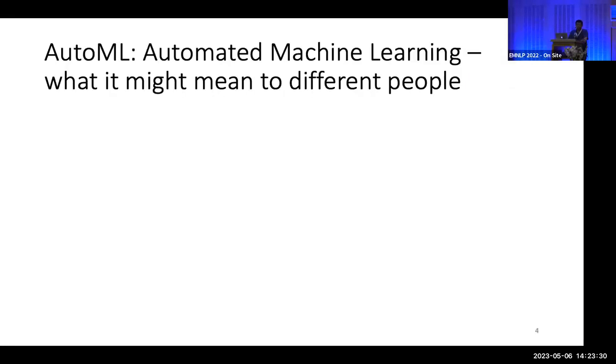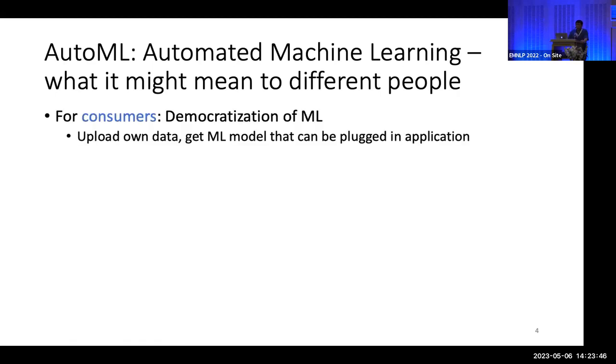Now we can ask the question, when we talk about AutoML, what do we actually mean, right? We're talking about trying to automatically optimize these hyperparameters. That's one way to view it. Now, it actually means different things to different people. And this is a buzzword in a sense.